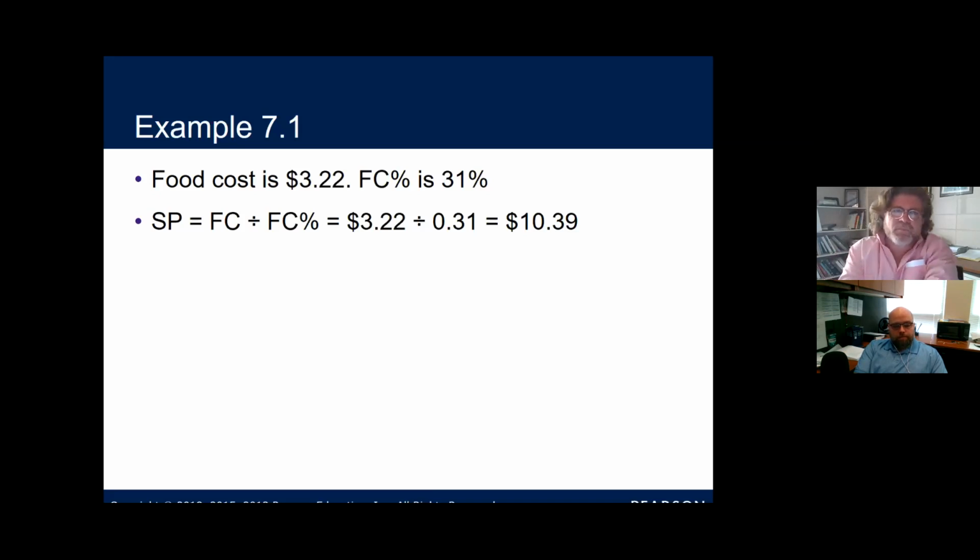Well, my price should be the food cost, which is $3.22, divided by the 31%, and that will give me a recommended price, which in this case is $10.39. Now, that doesn't mean that you're going to just put down $10.39 on the menu. Probably not. You're going to look at your items. Like if all your items are under $10, you're probably going to go with $9.95, which is a 32% food cost.